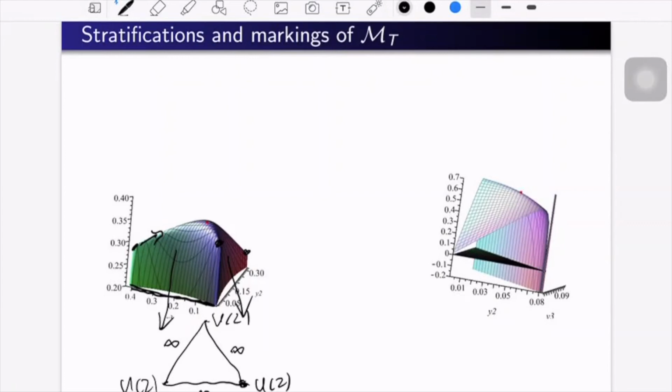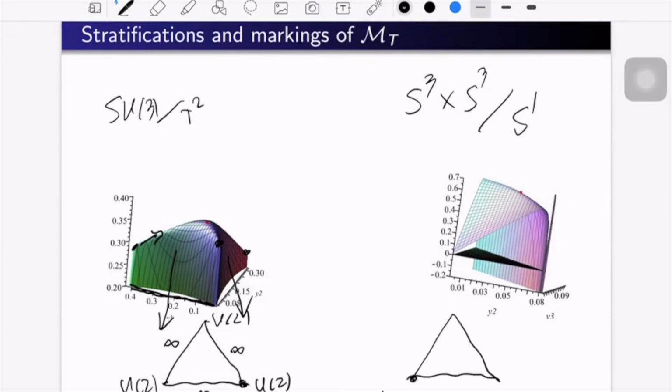Here's another example where part of that is better illustrated. The homogeneous space is S3 plus S3 divided by S1. This was still the Wallach space. And here the stratification looks like this.